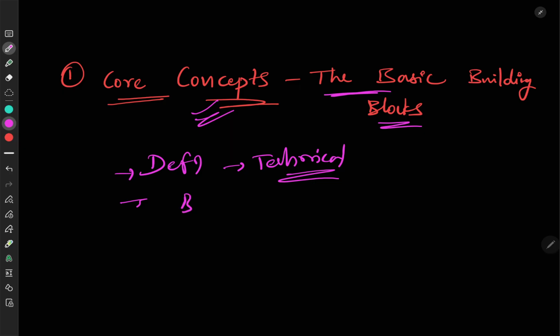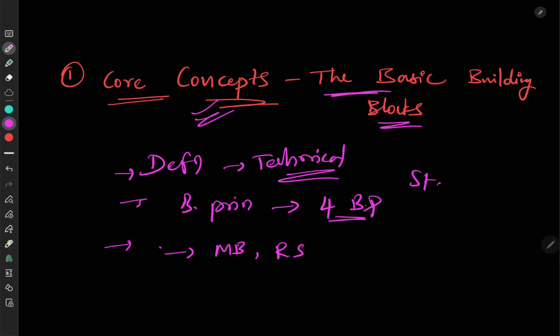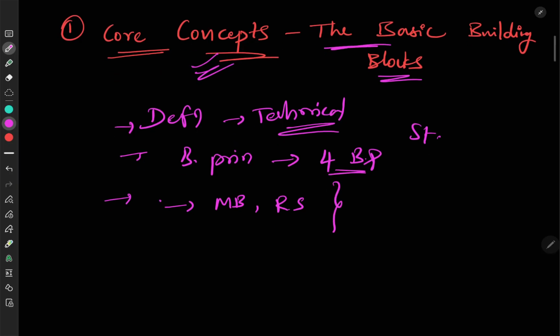Got it? Then basic principles. Suppose organic farming, there are basic principles like that, and standard procedures. If you take selection processes like mass breeding and recurrent selection, there are procedures. Those procedures they're asking year after year, that should be there in your notes.